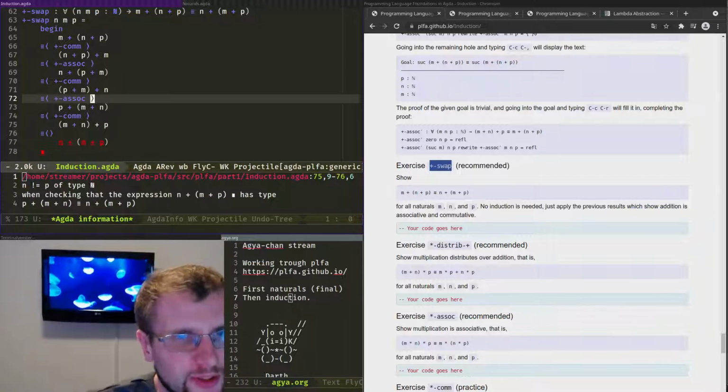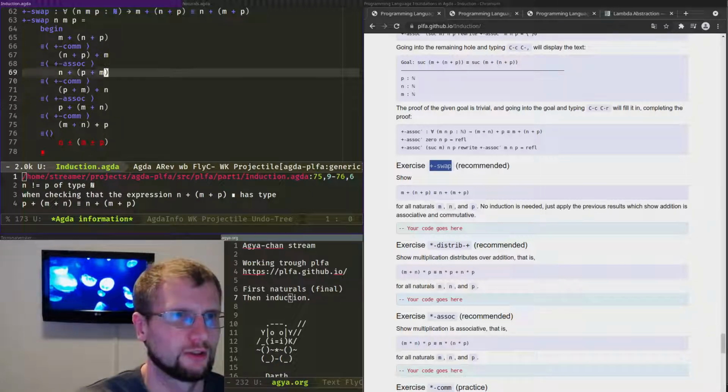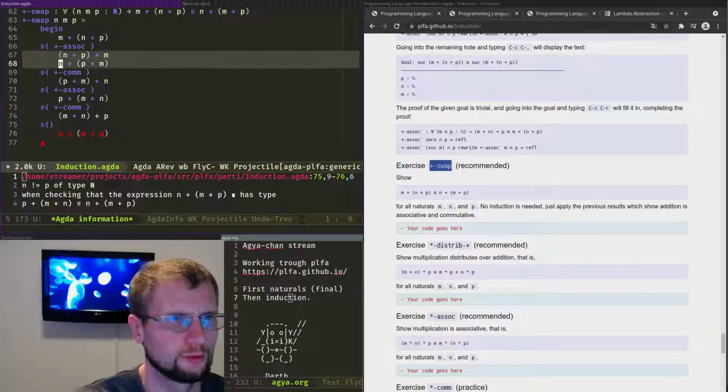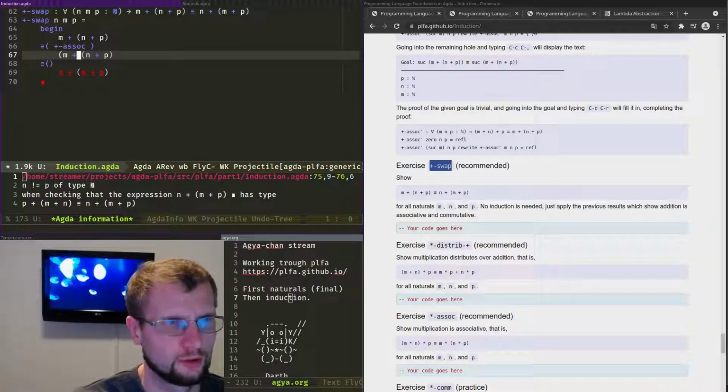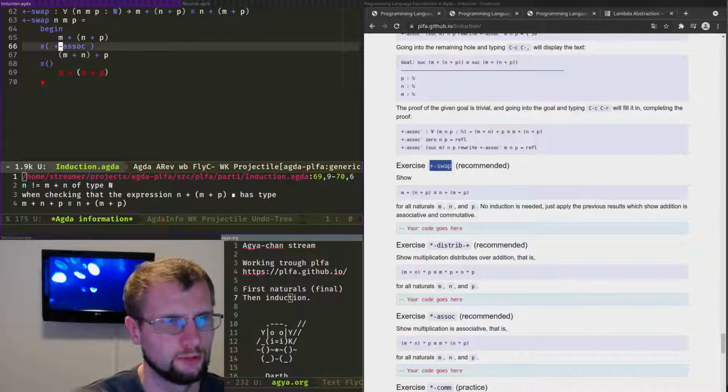But we have symmetry as well, right? For equality. I'm not being clever about this. Just apply the previous results which show addition is associative and commutative. But I did commutative. So maybe we should do as the book says and do assoc. And then commute.